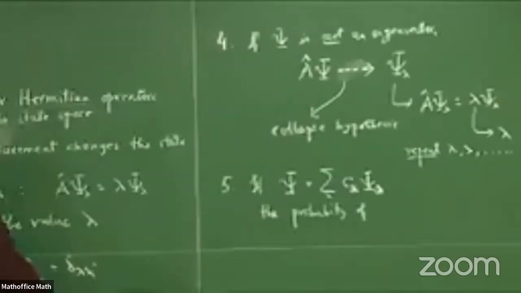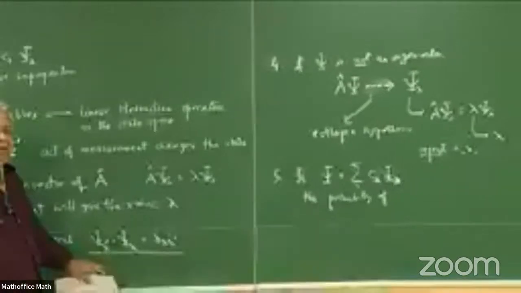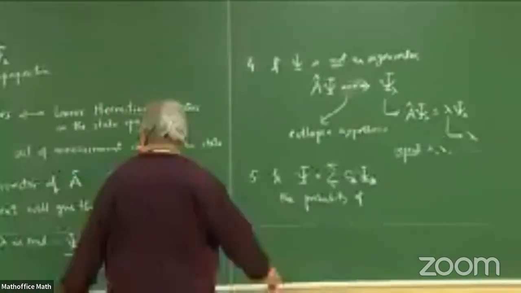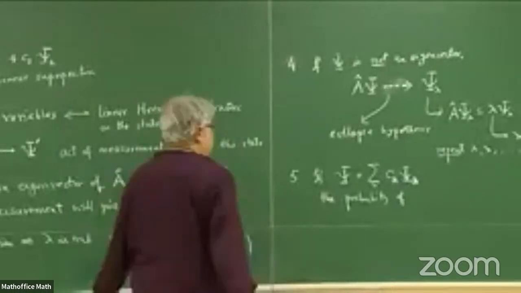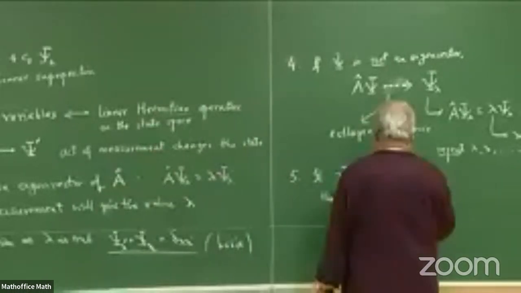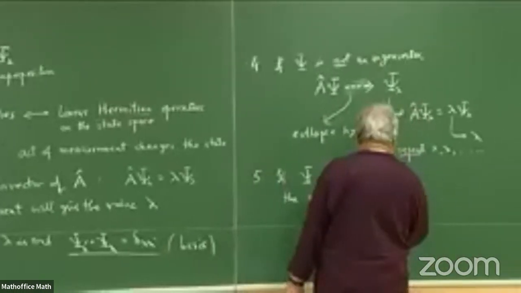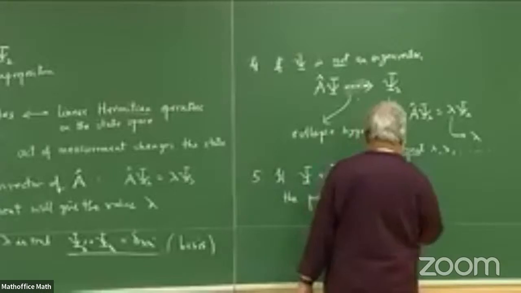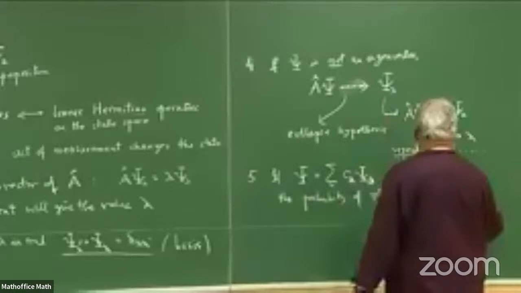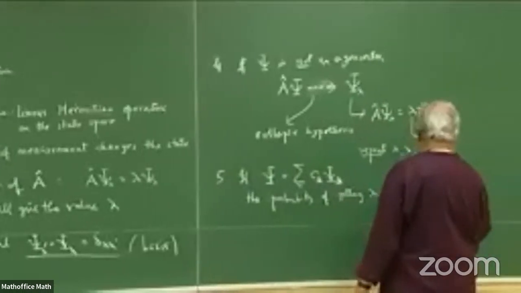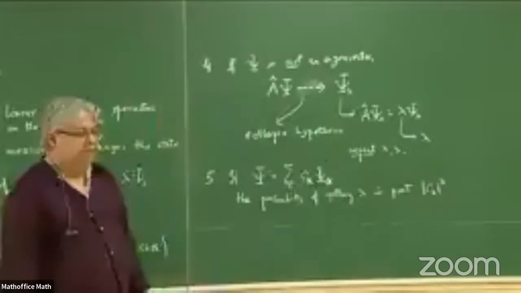So we already have this, that this forms an orthonormal set. So that will give you a basis. All right. So therefore, you can expand in terms of this basis, and the probability of getting lambda is just C lambda mod squared. That's the probability of getting the measurement lambda.